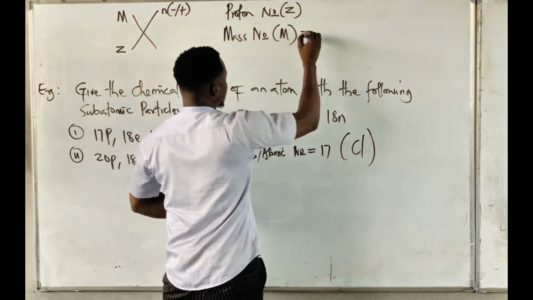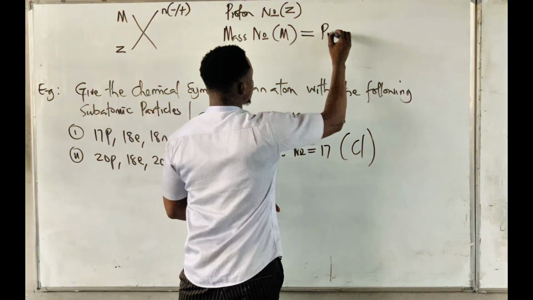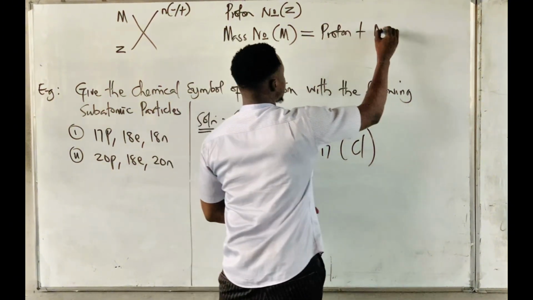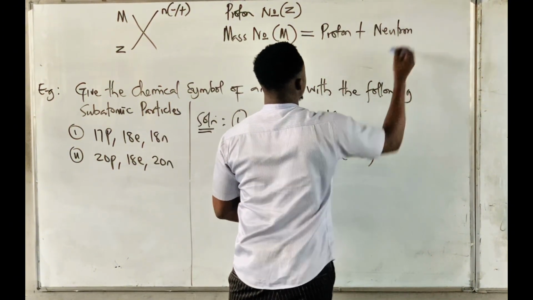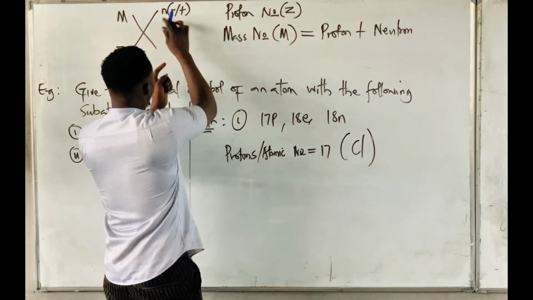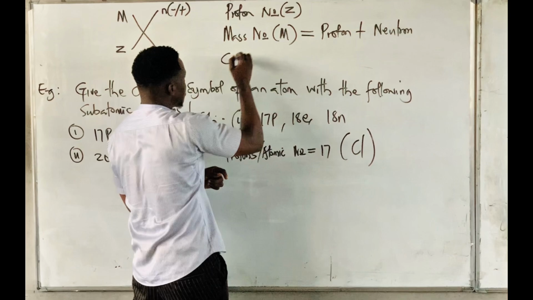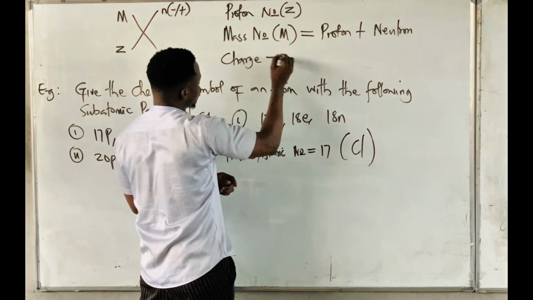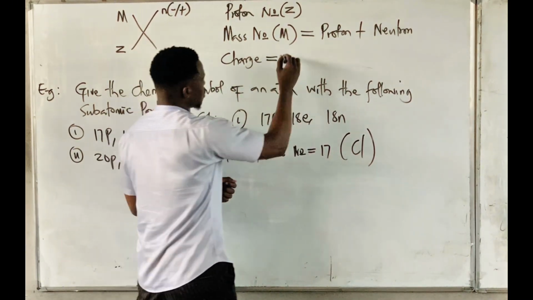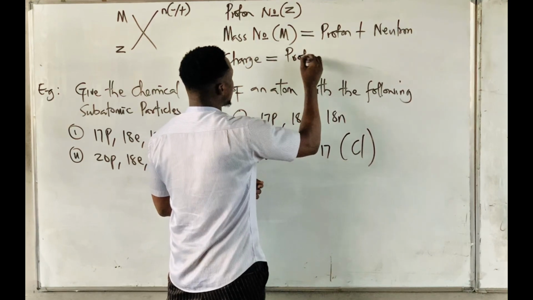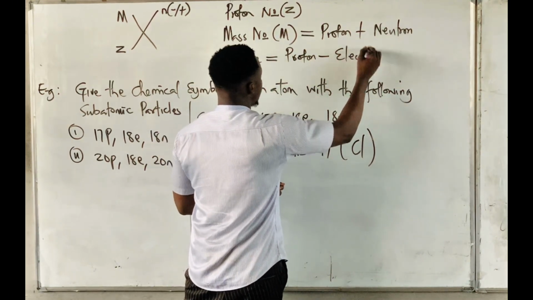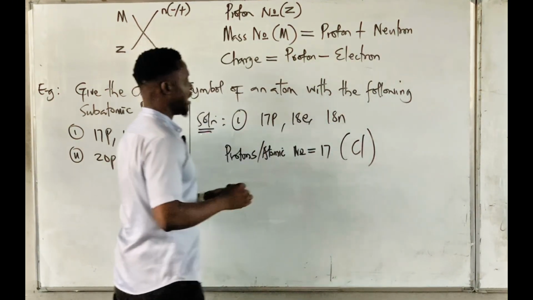And I can remember I gave us mass number to be proton plus neutrons. Now the next thing afterwards, this guy is charged. Is a charge. If the charge is equal to 0, that means that guy is a neutral species. And how do we solve for charge, class? Charge is proton minus electron. That's the formula for charge.